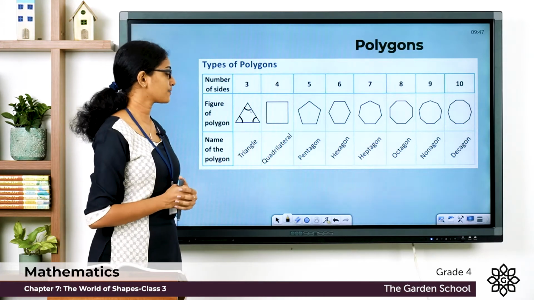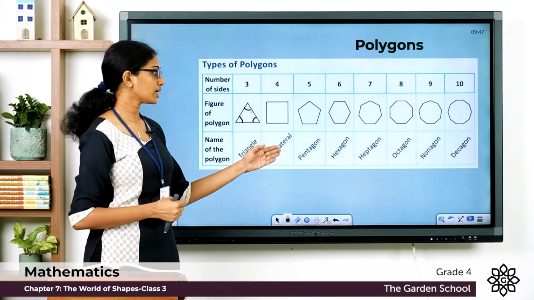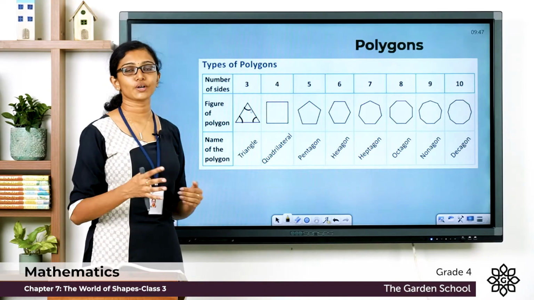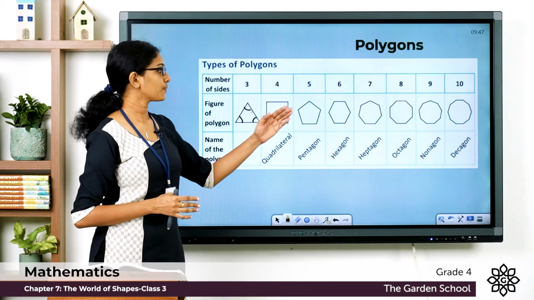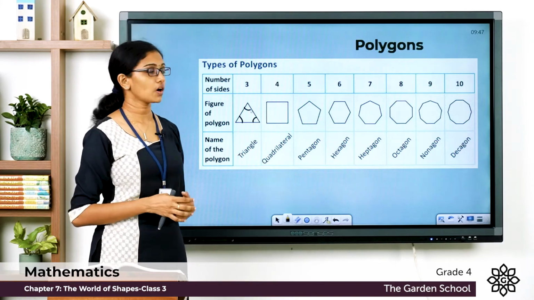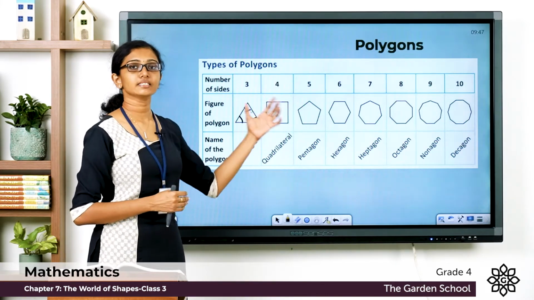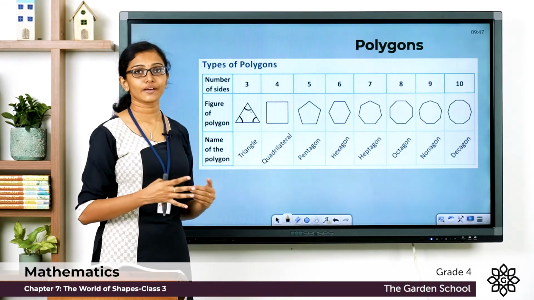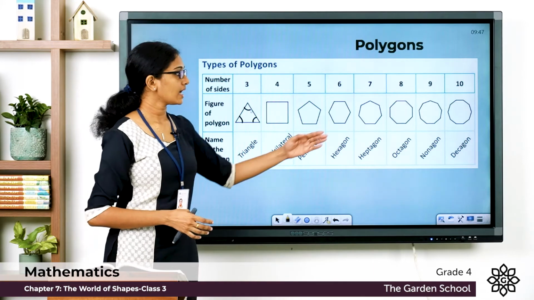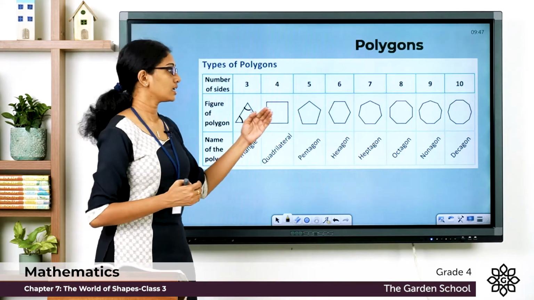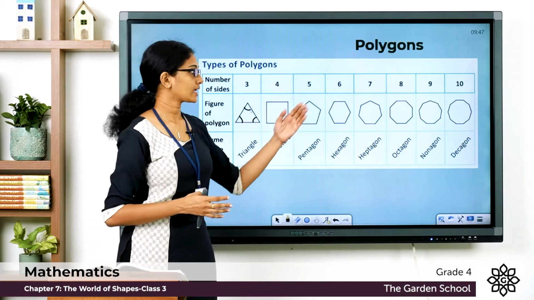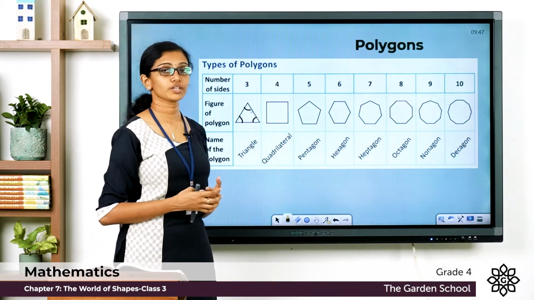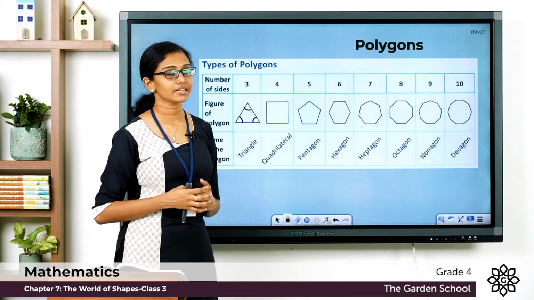Now, the next figure, pentagon. The word penta means 5 and hence a 5-sided polygon is called a pentagon. Now, the next one, hexagon, which has got 6 equal sides and 6 angles within it. Now, the next is heptagon, which has got 7 sides and 7 angles within. And there is octagon. The word octa means 8 and hence the name. The next is nonagon. Nonagon is a polygon which has got 9 sides and 9 angles within it.